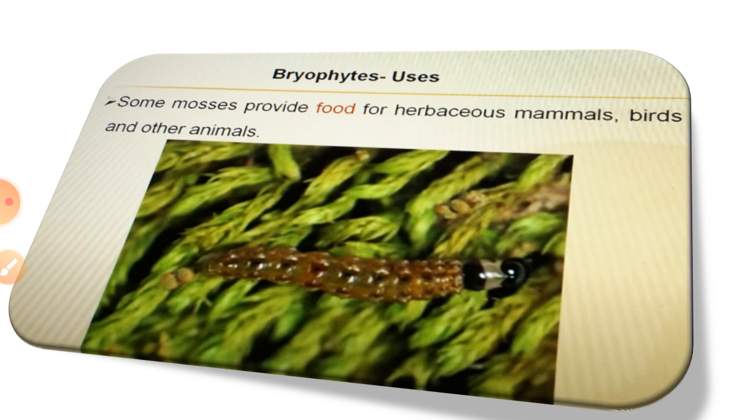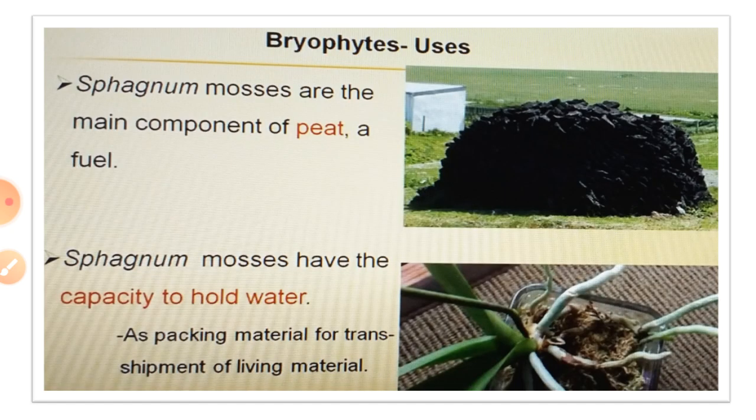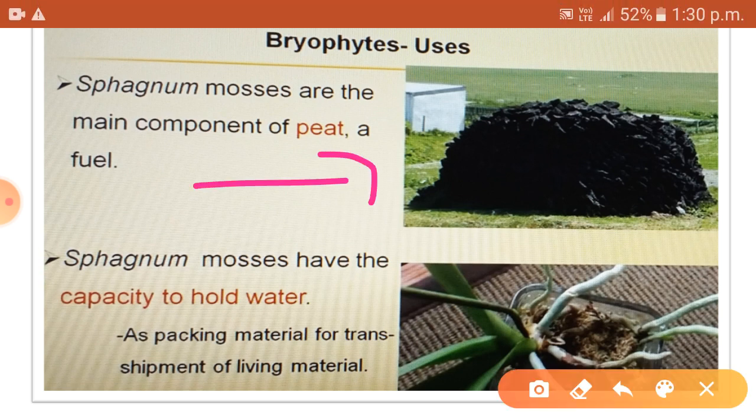Finally, let's have a look at the economic uses of bryophytes. Some mosses provide food for herbivorous mammals, birds and other animals. Species of Sphagnum is the main component of peat. Peat is a blackish or dark brown material which is the remains of plants partly decayed in water. You can see here. Peat is then dug and dried. Dried peat is widely used as fuel as well as for domestic heating purposes.